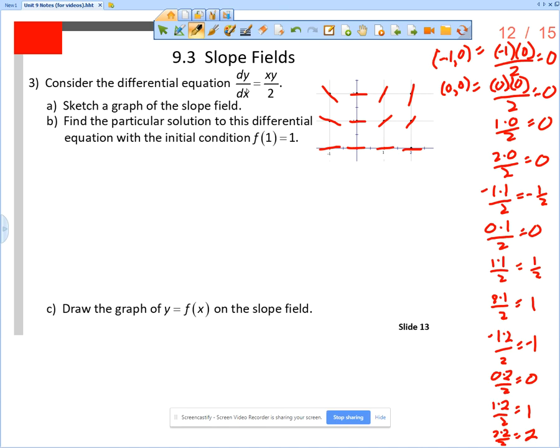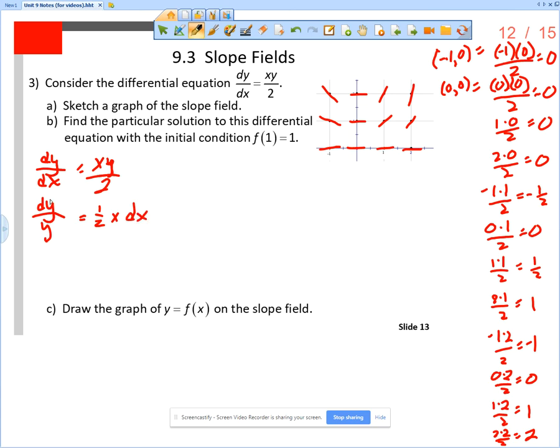Consider the differential equation, dy dx equals xy over 2. So first step, dy over dx equals xy over 2. First thing to do is separate the variables. So I'm going to divide by y, multiply by dx. So dy over y equals x over 2, or 1 half x dx.